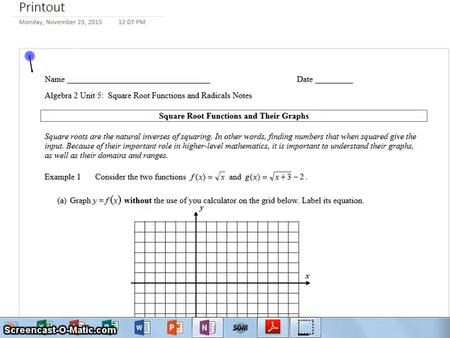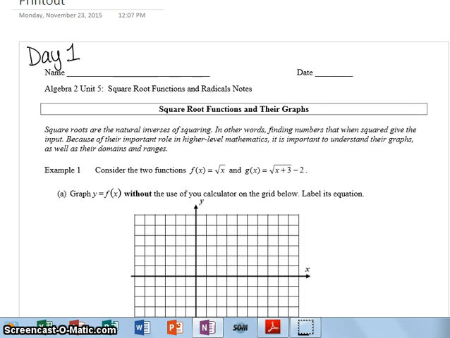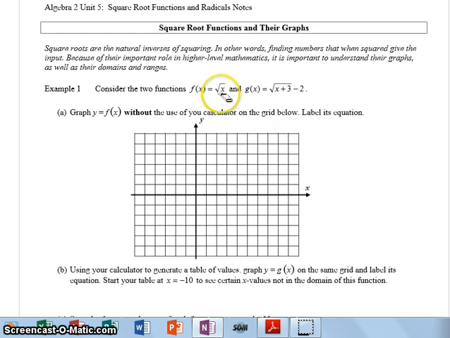All right, this is Unit 5, Day 1, and this unit is called Square Root Functions and Radicals. Now, radicals is just another name for square root. So, it says graph y equals f of x without the use of a calculator. All right, guys, so if you have to take a square root of the number, up until this point, we know that the only nice square roots are going to be those of a perfect square.